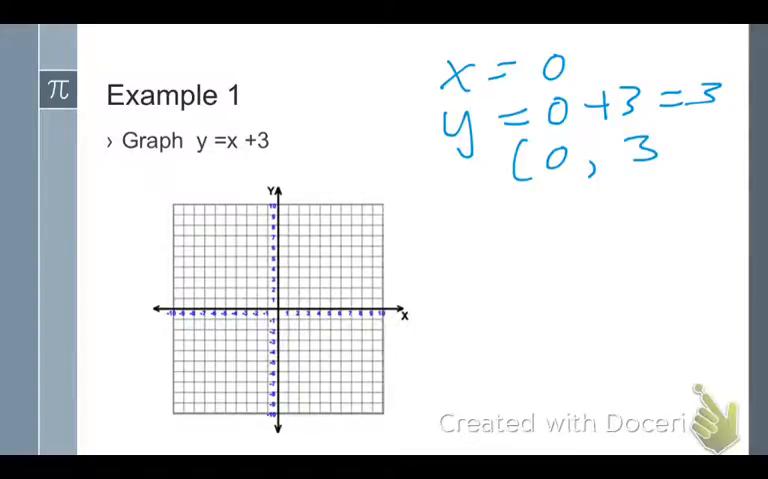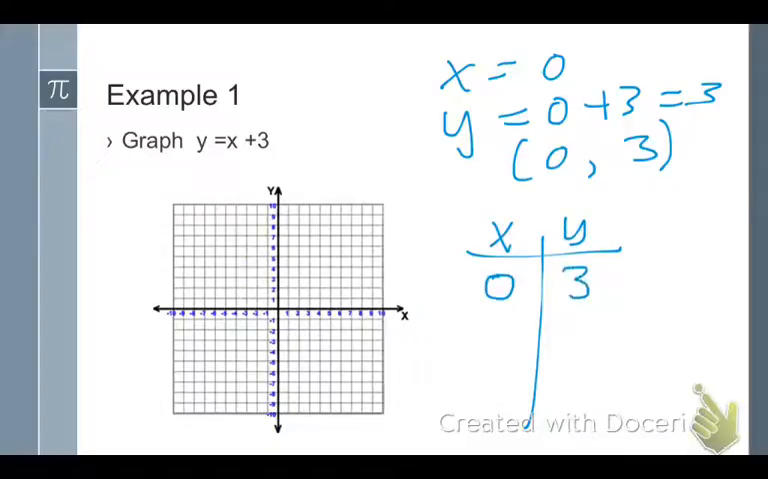We often do this calculation, but we set it up in a table. Make a table of points. Sometimes you'll see this. And when x is 0, y is 3. That just means I'm going to graph that point. So when I graph the point 0, 3, I don't move left or right because x is 0, but I move up 3. So there's the point I would graph at 0, 3.